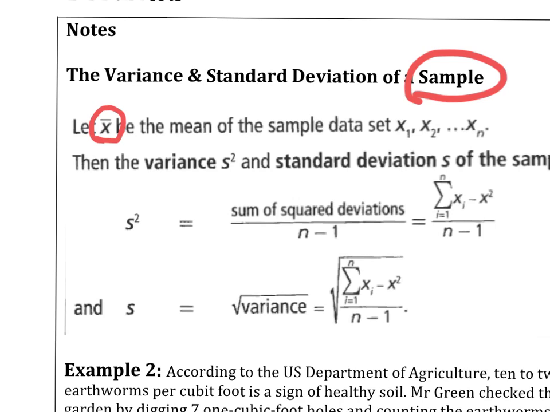I don't like using s's because they look like a 5 when I write them, but s squared is the sum of the squares. Is your variance. And then, of course, your s is just going to be your standard deviation.